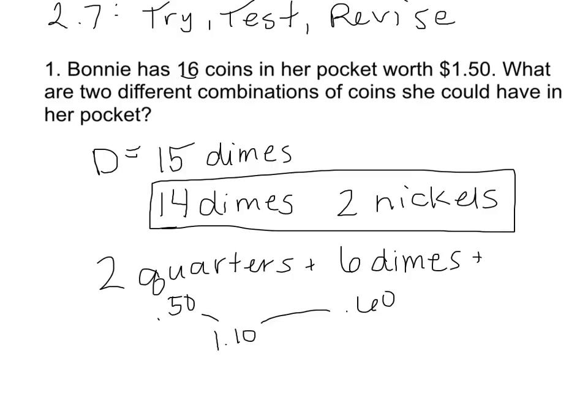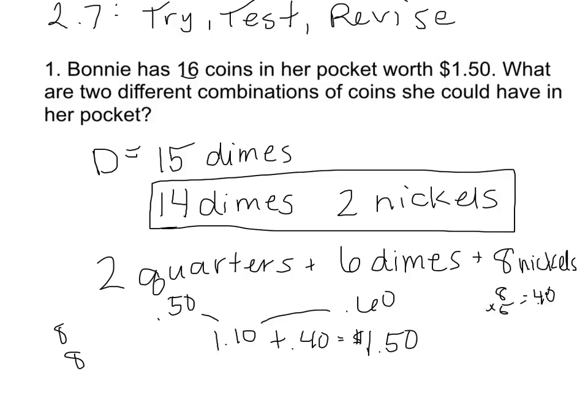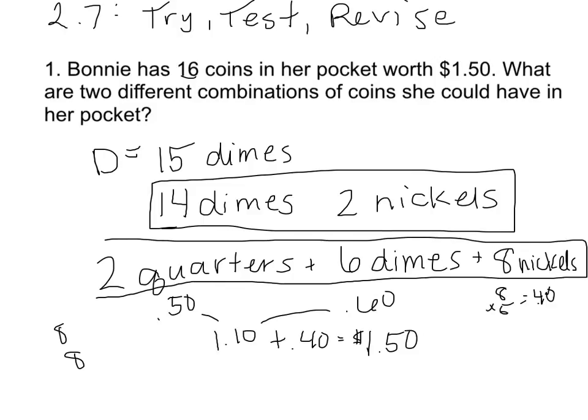So how many more coins do I need? I have 6, 7, 8. Right now I have 8 coins. I need 8 more coins, and somehow those 8 coins have to add up to 40 cents. I think I know what I could do. I could try 8 nickels. 8 times 5 is 40. So now I've got my 40 cents there. $1.10 plus 40 cents would equal $1.50. So I could also use 2 quarters, 6 dimes, and 8 nickels.